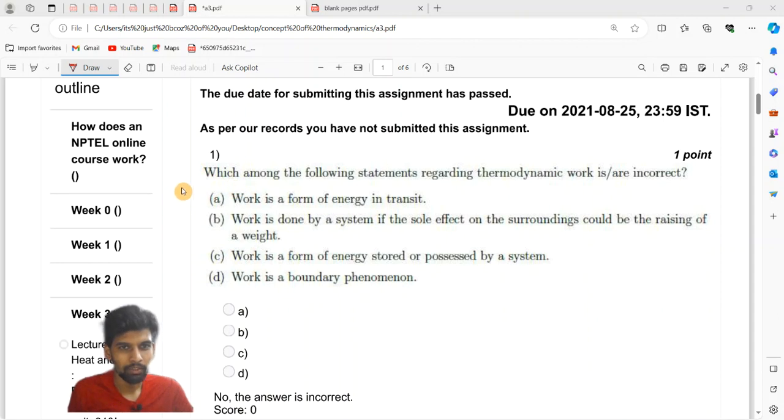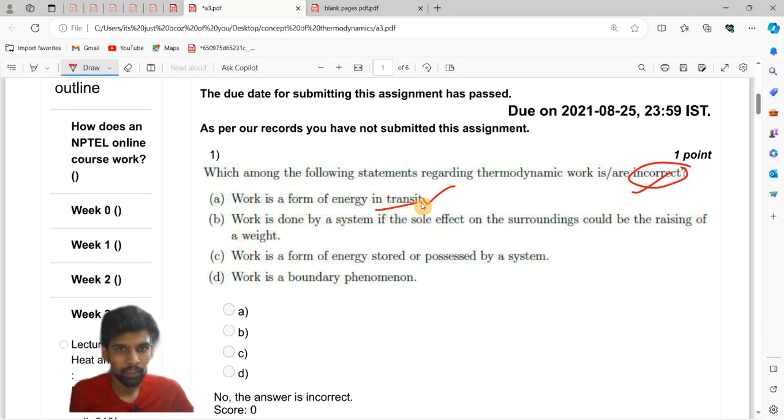So we'll start the first question, which is: which among the following statements regarding thermodynamic work is/are correct? Okay, so they are asking about incorrect ones. Out of the given four statements, which of the following statements are incorrect? That's what they are asking. So what is the first statement? Work is a form of energy in transit. So this statement is correct.